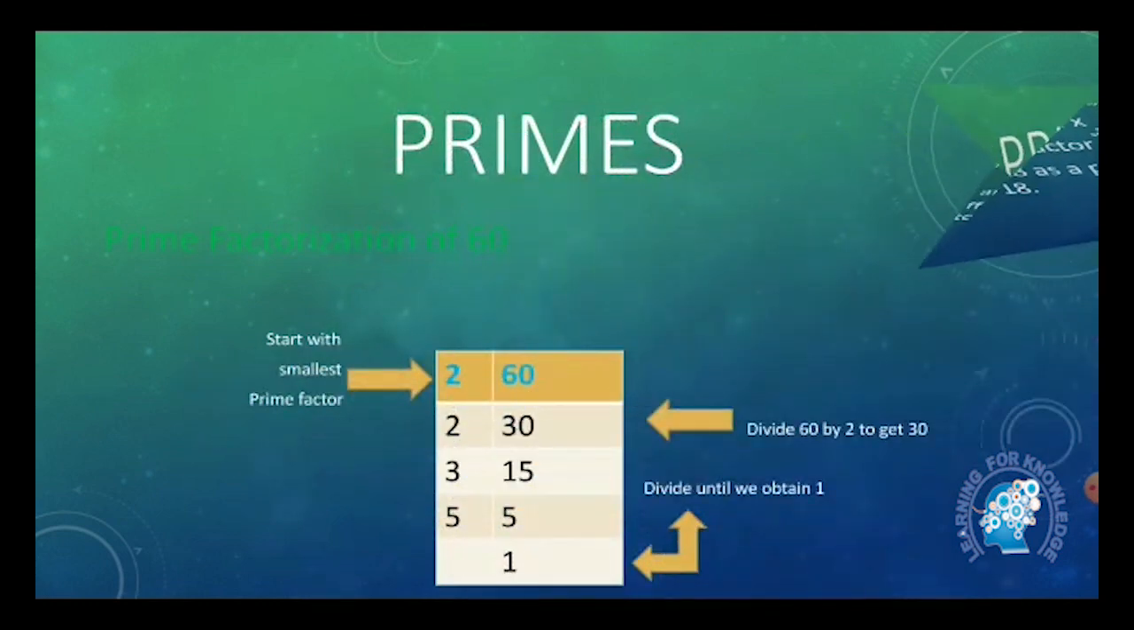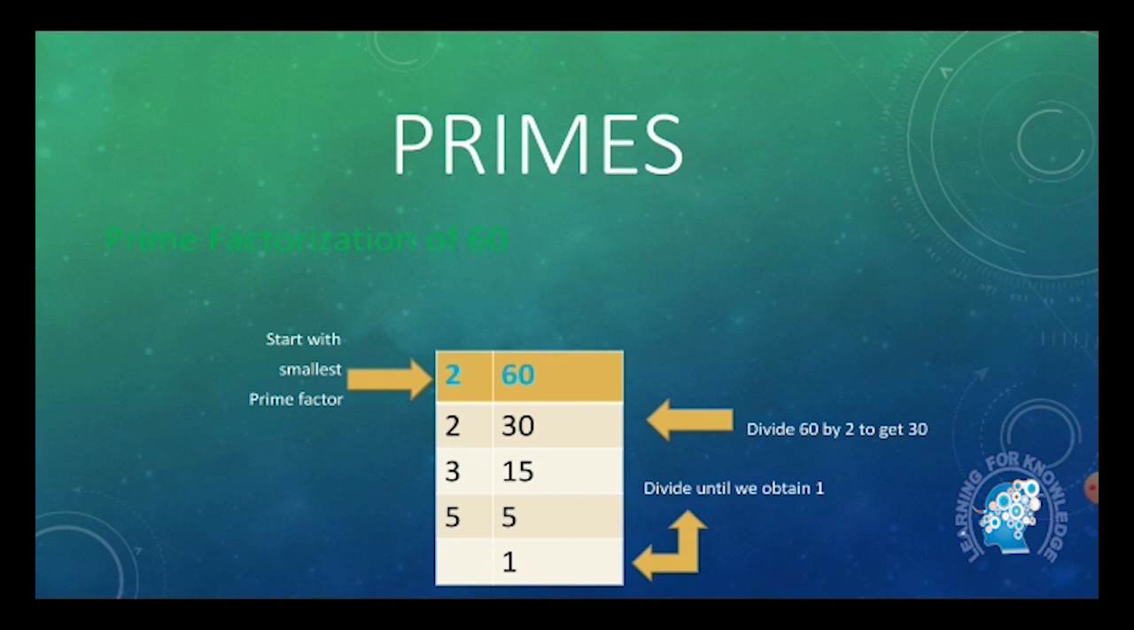Okay, now in prime factorization, we always draw a table with a midline in between. On the right section, we write the number which has to be prime factorized, and on the left box we have to write the smallest prime factor that will divide 60. As 60 is an even number, the smallest factor will be 2.